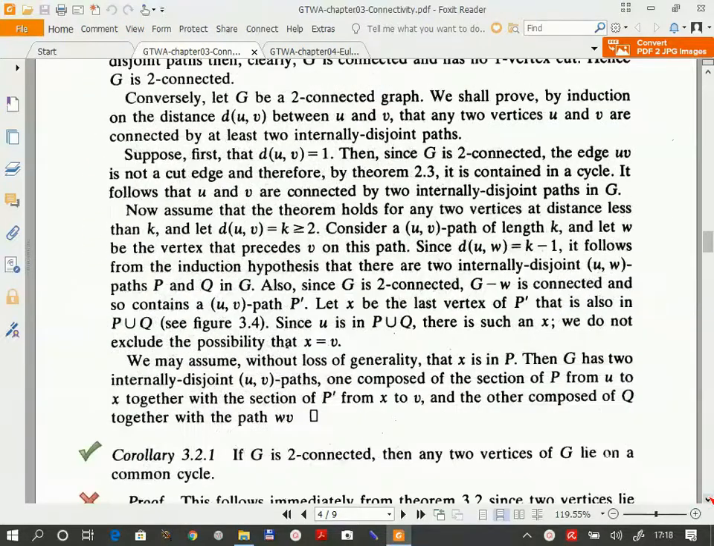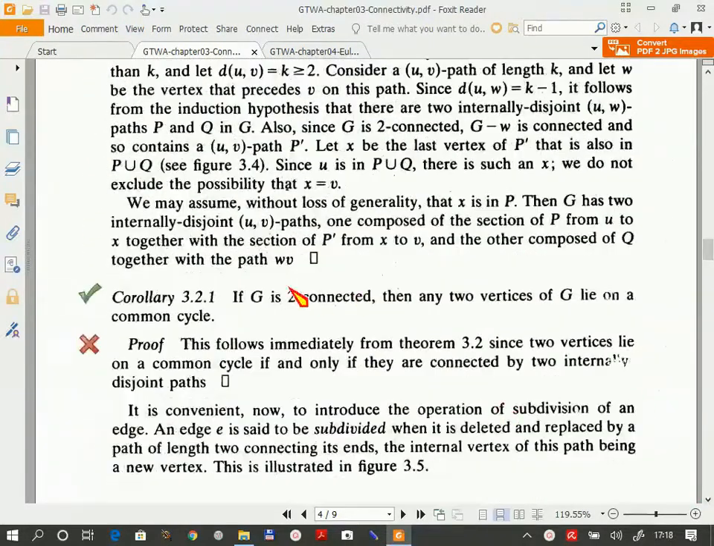No proof, as you can see. Corollary: if G is 2-connected, then any 2 vertices of G lie on a common cycle, which is built by putting together these 2 internally disjoint paths. Better said, one with the inverse of the other. Okay?